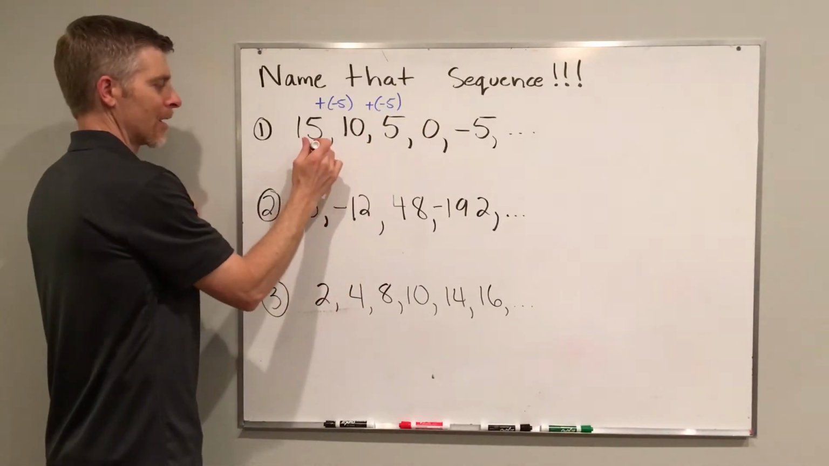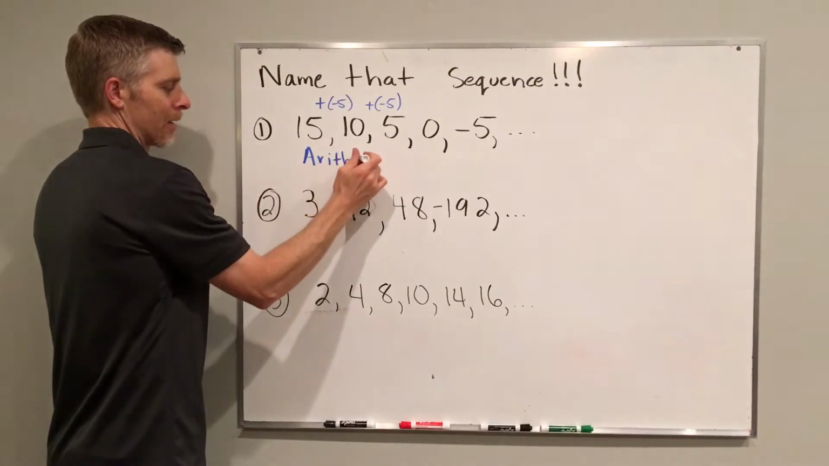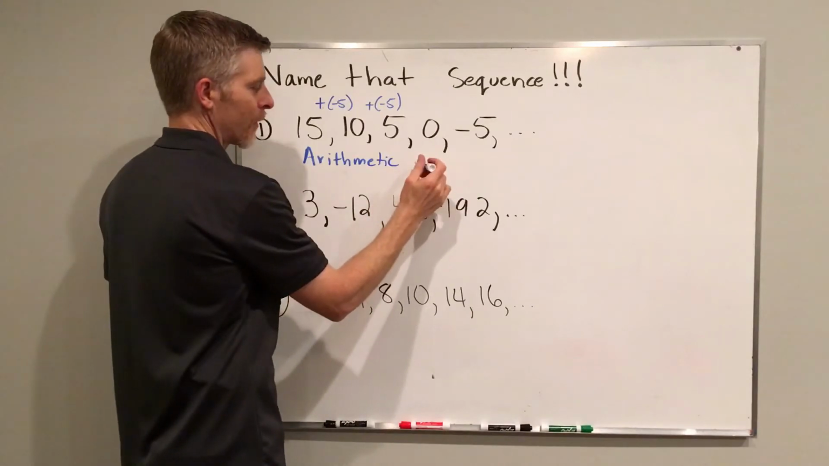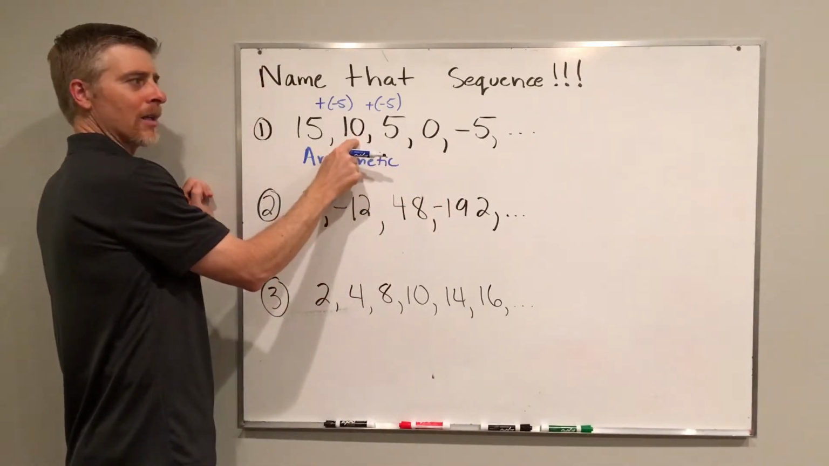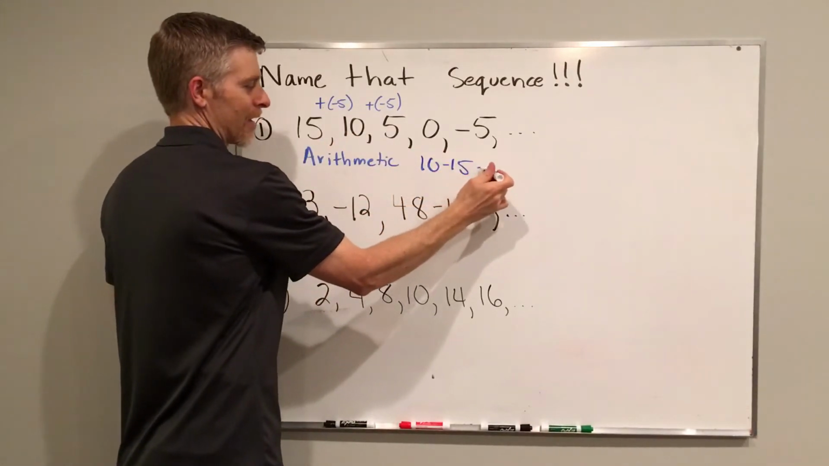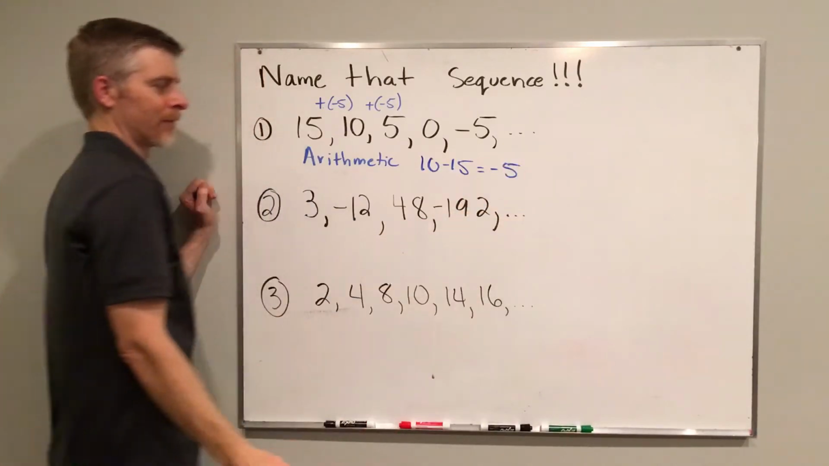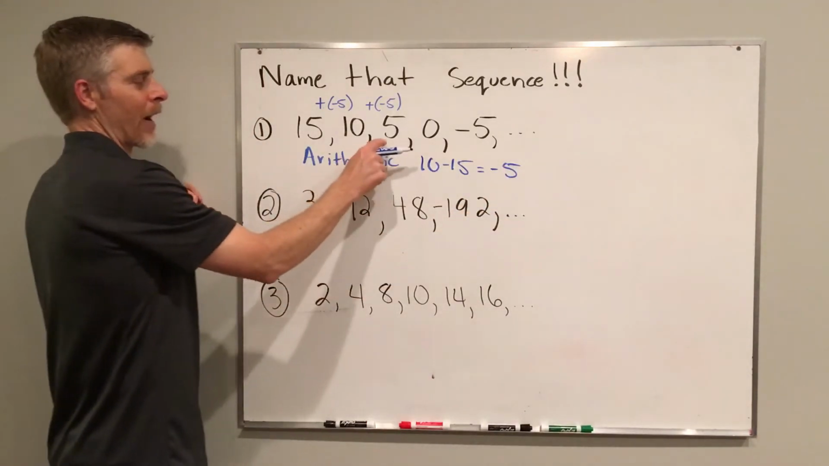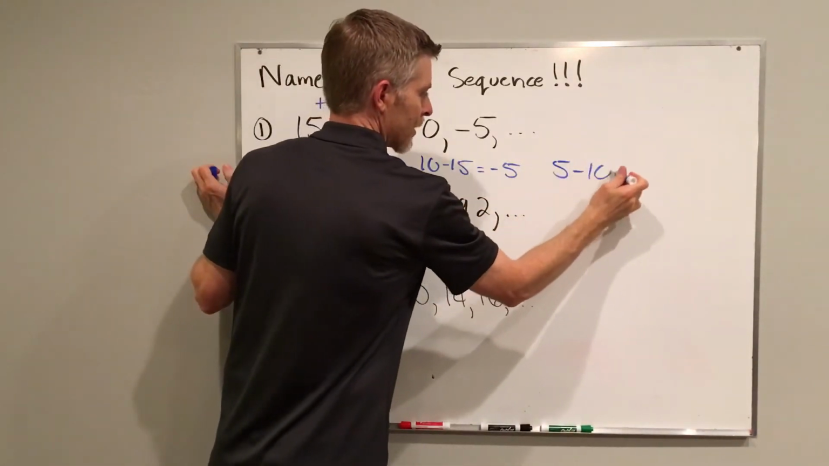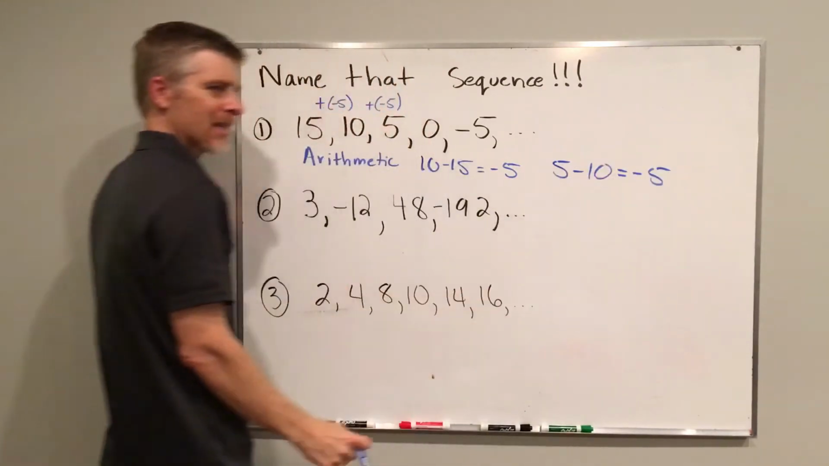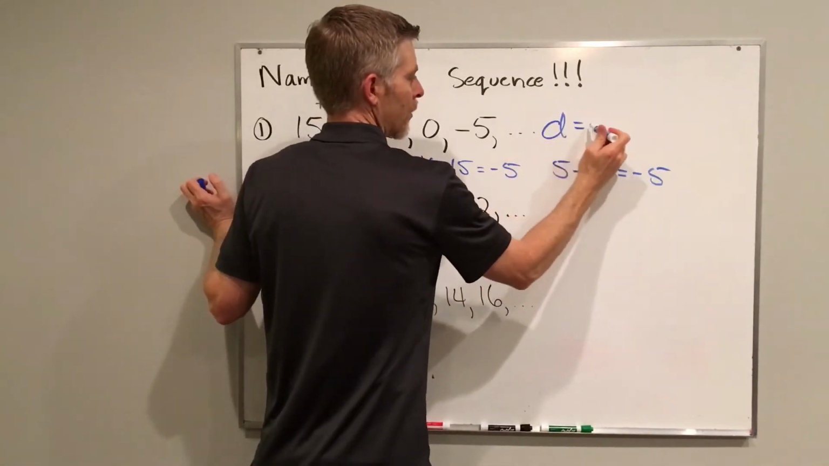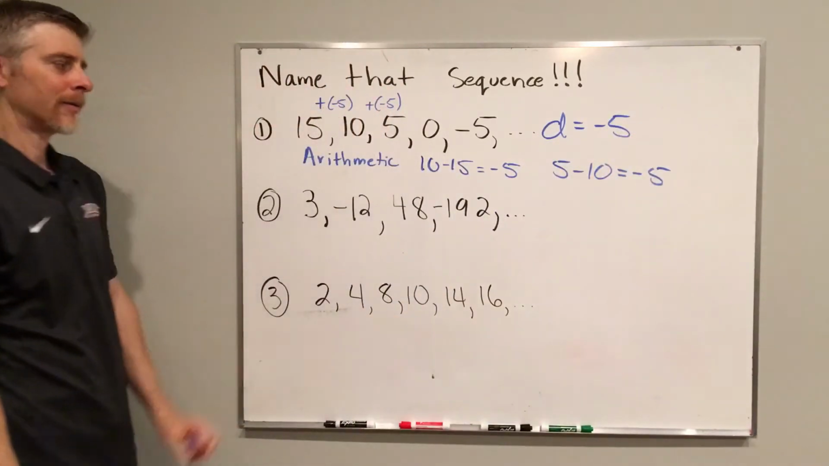Therefore, this is an arithmetic sequence. And the common difference then, if I subtract a sub 2, the second term minus the first term, 10 minus 15 equals negative 5. If I subtract the third term minus the second term, 5 minus 10 is negative 5. I'm getting the same difference, or a common difference. Therefore, D equals negative 5.